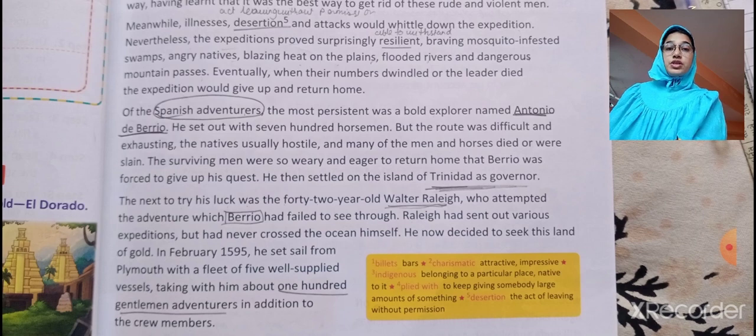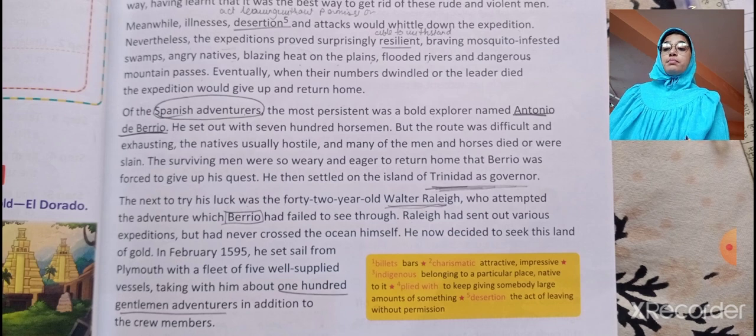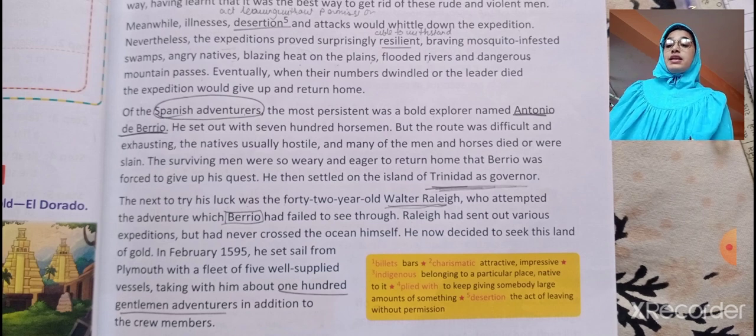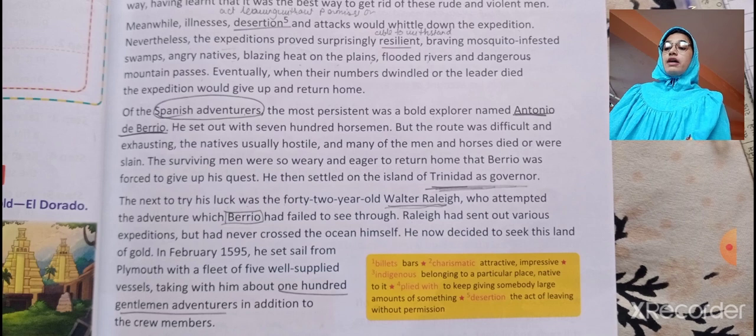Of the Spanish adventurers, the most persistent was a bold explorer named Antonio de Berrio. He set out with 700 horsemen, but the route was difficult and exhausting. The natives were usually hostile, and many of the men and horses died or were slain. The surviving men were so weary and eager to return home that Berrio was forced to give up his quest.